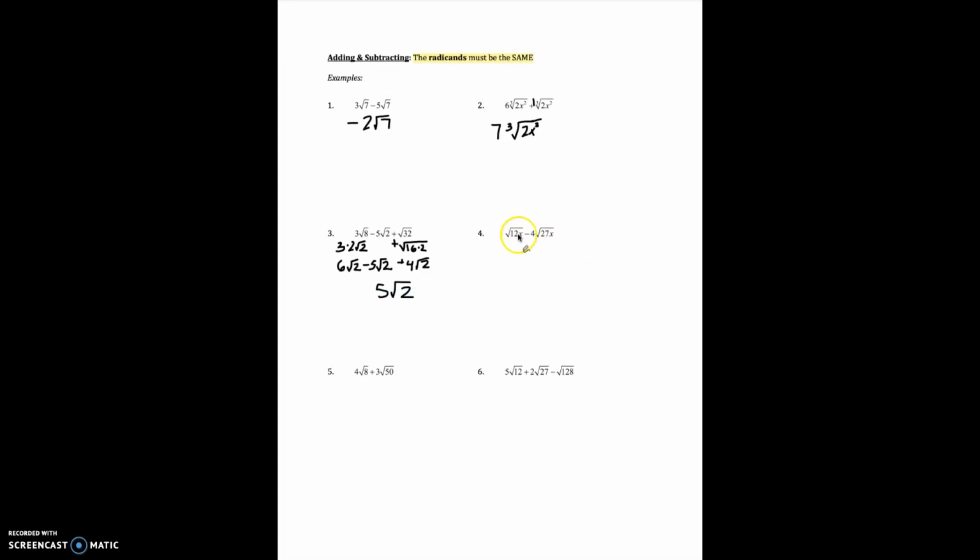I have root 12x minus 4 root 27x. So again, we'll break that up. 12 would be my 4 times 3. And then minus 4, and then root 27 is going to be 9 times 3x. So I get 2 root 3x. Minus 12, because square root of 9 is 3, root 3x. So I get a negative 10 root 3x.